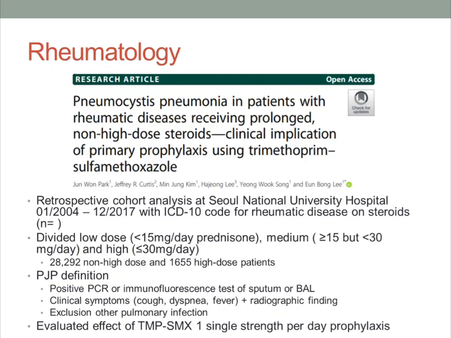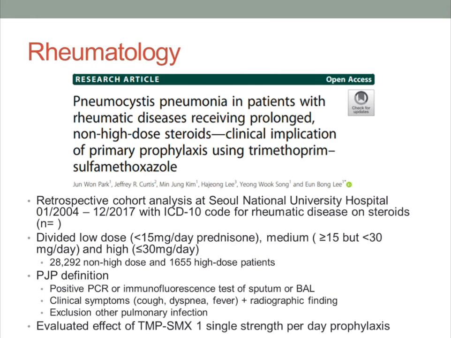So rheumatology, this is one that comes up a lot and I think is challenging for infectious diseases physicians. There are no formal guidelines, I guess, from the American College of Rheumatology for when to give prophylaxis to patients. A lot of these patients aren't on prophylaxis, even with high doses of steroids. This is one of the largest studies. It was a retrospective cohort study of patients from South Korea from 2004 to 2017. They had almost 30,000 patients included in the study who were on steroids and had some sort of ICD-10 code for rheumatologic disease. They divided them into low dose, medium dose, and high dose with the cutoffs of 15 and 30.